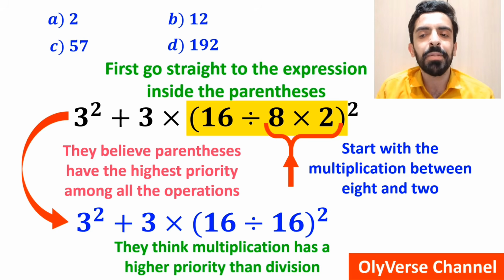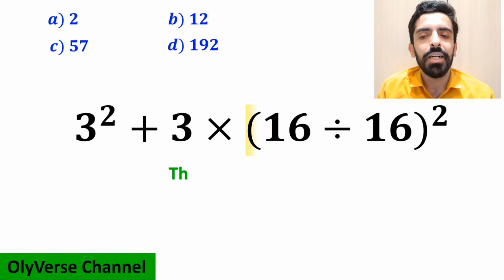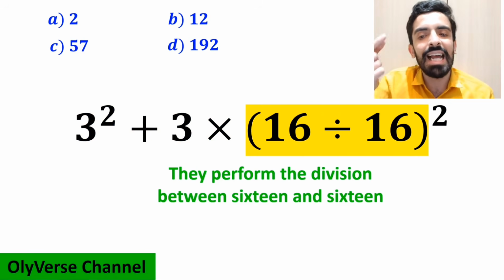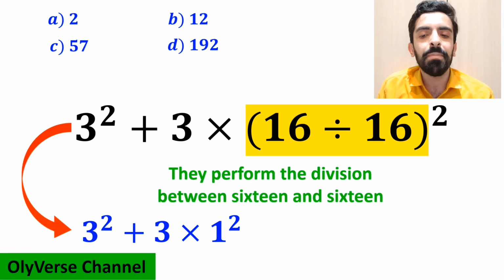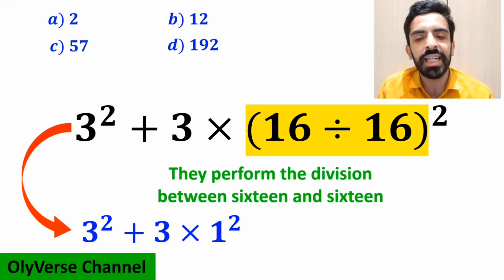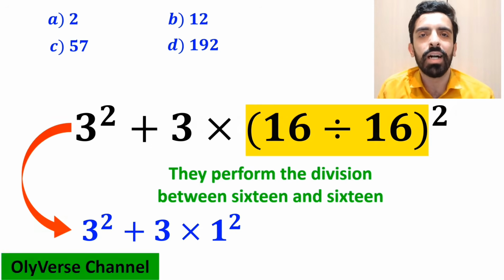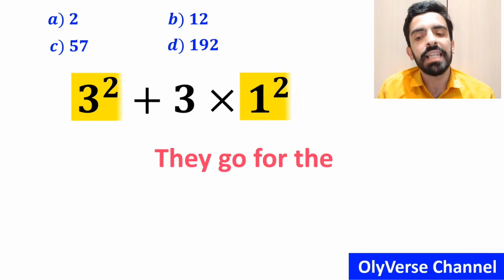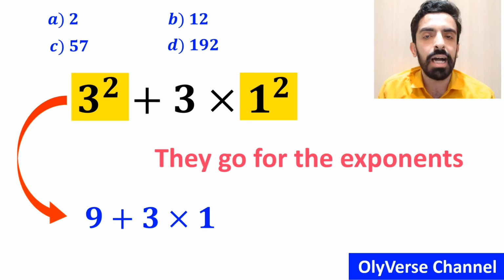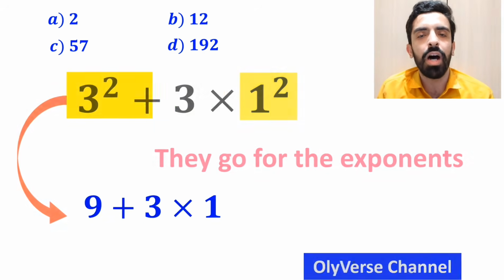So they rewrite this expression as 3 squared plus 3 multiplied by (16 divided by 16) all squared. In the next step, they perform the division between 16 and 16 and write this expression as 3 squared plus 3 multiplied by 1 squared. Then they go for the exponents and write this expression as 9 plus 3 multiplied by 1.